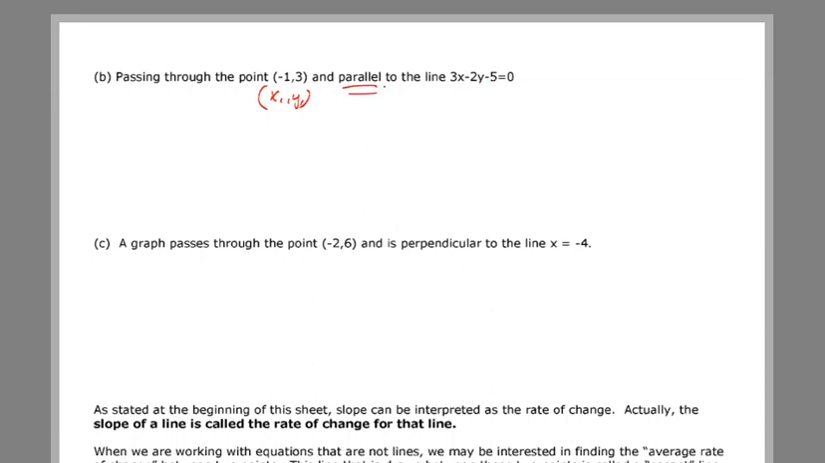I know that parallel lines have the same slope, but they weren't as nice in this problem. They didn't put it in a form where I could actually get the slope immediately from the equation. So what I need to do is solve for y to get it in a format where I can actually grab the slope.